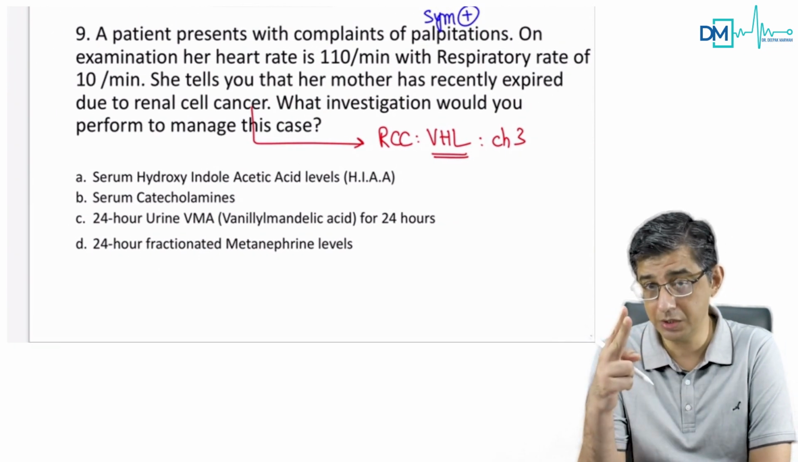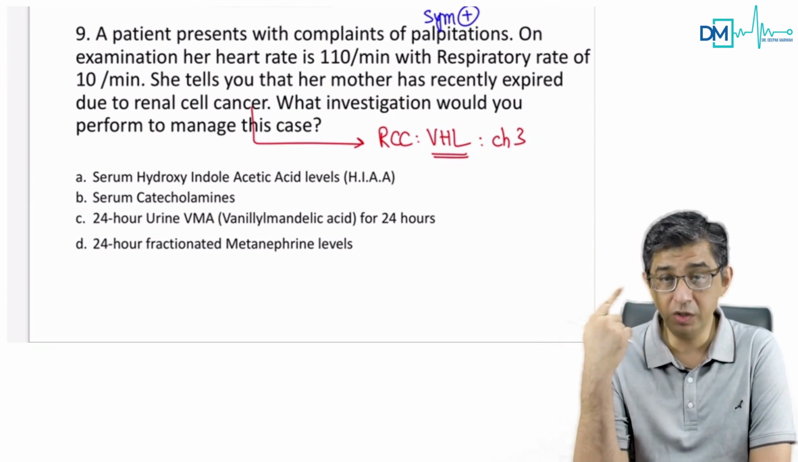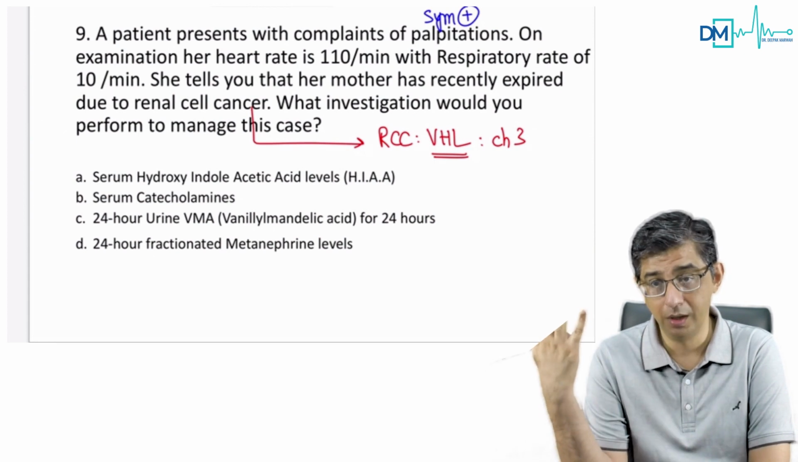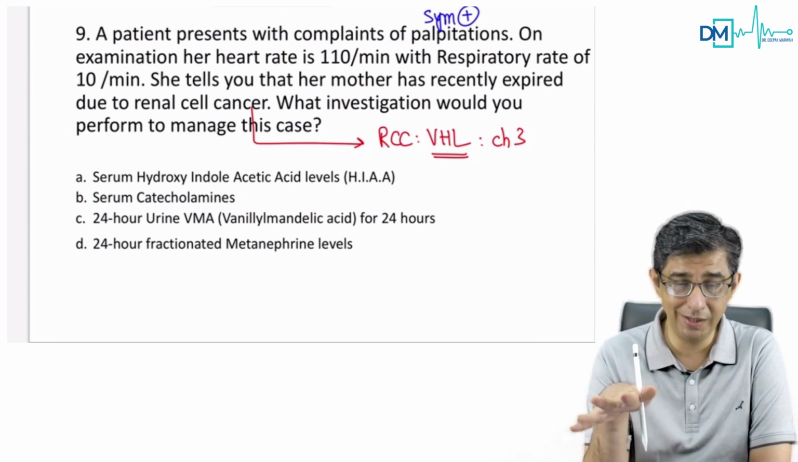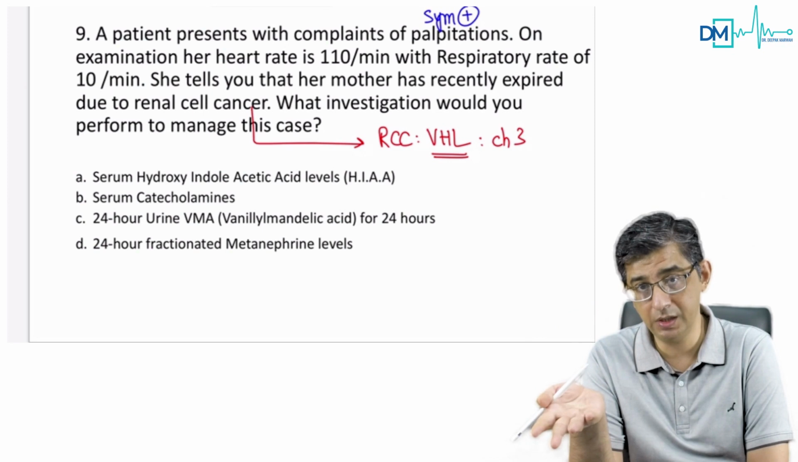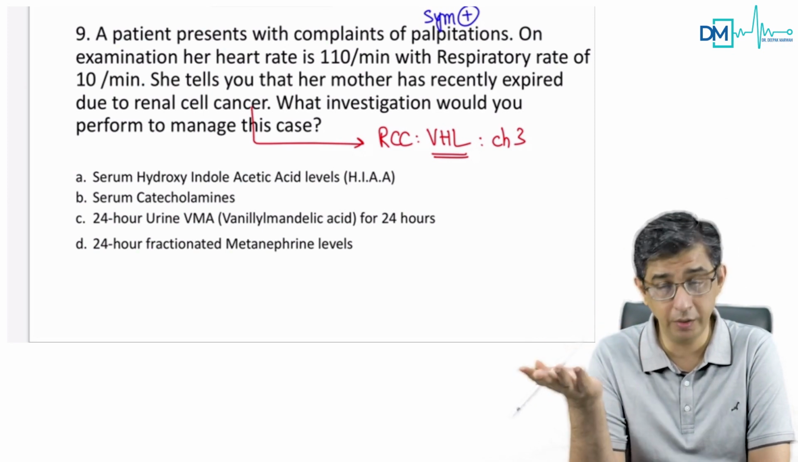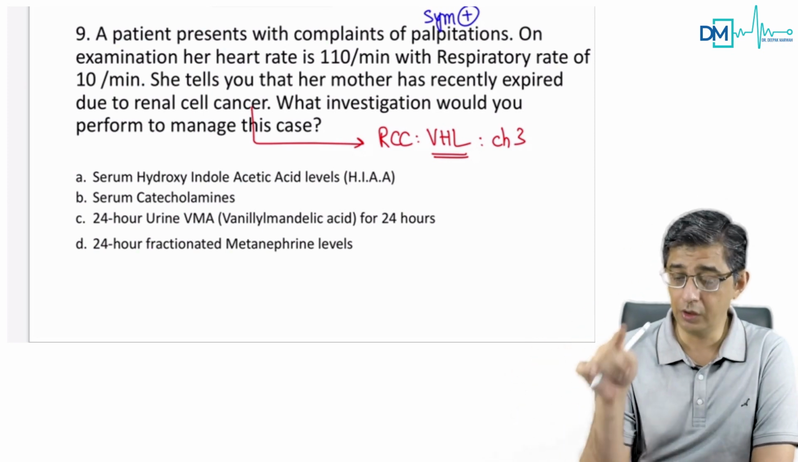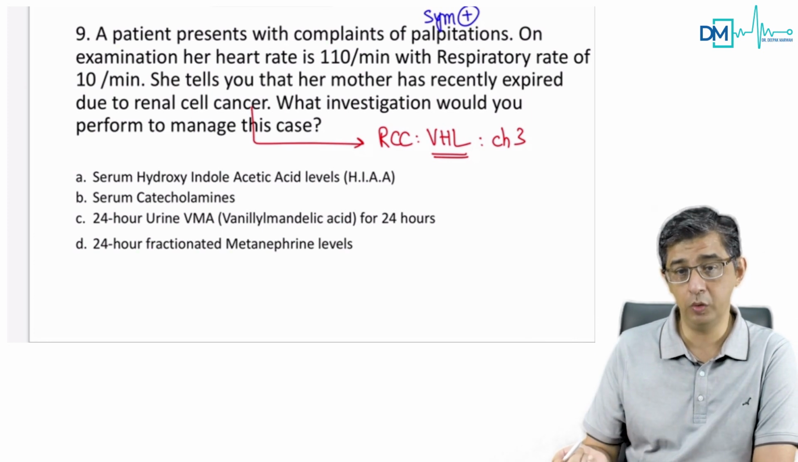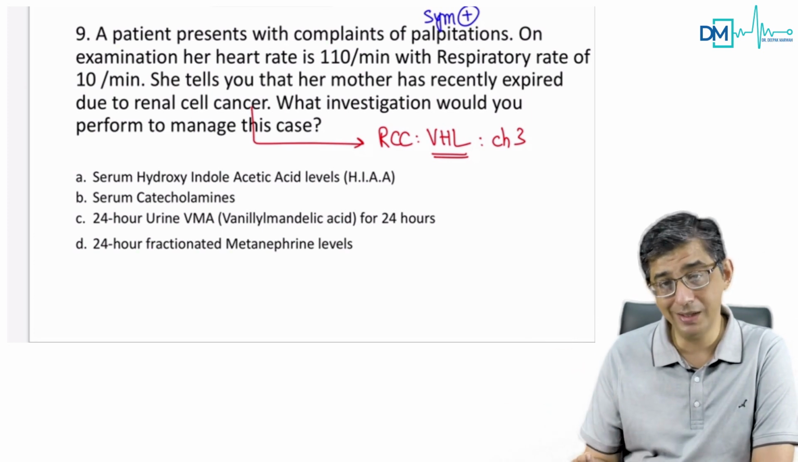So it's a two-step question. I'll put it as three steps. First, you need to know the syndrome, VHL. Two, you need to know what is present here: two things, pheo as well as renal cell cancer, and it can occur in different generations. And now you need to solve, how do you identify a pheochromocytoma? So what is the best test, guys?